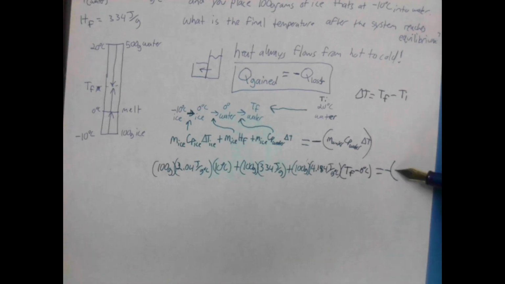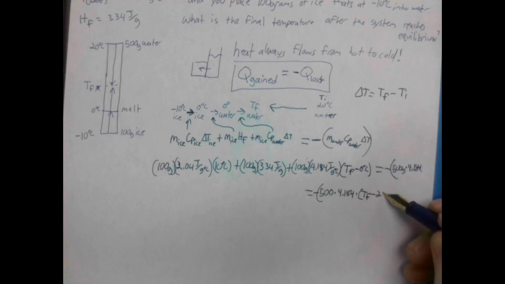Mass of the water was 500 grams. Cp of water is 4.184. And the change in temperature, let me bring this down over here. So negative 500 times 4.184 times, again, we'll do final minus initial. The initial temperature of the water on this side is 20 degrees.